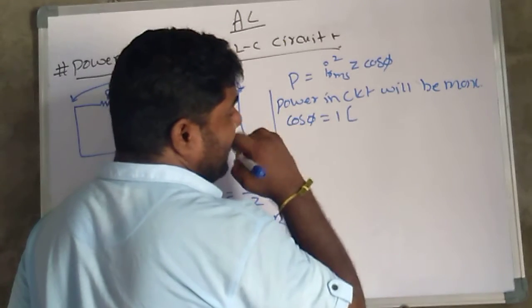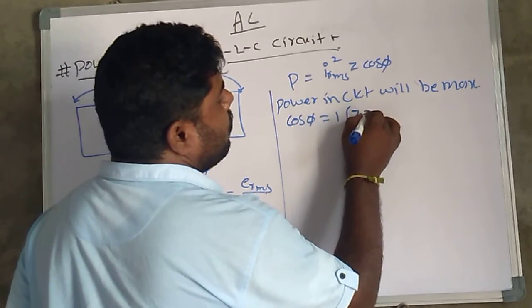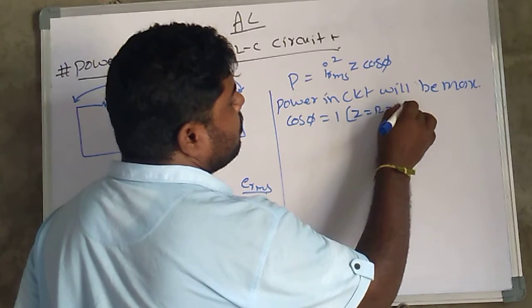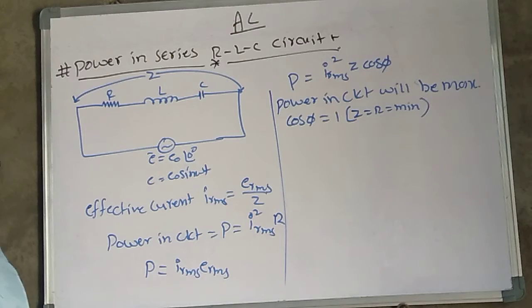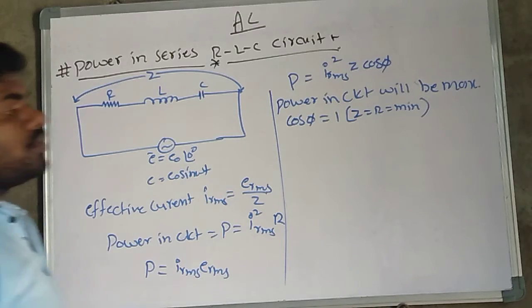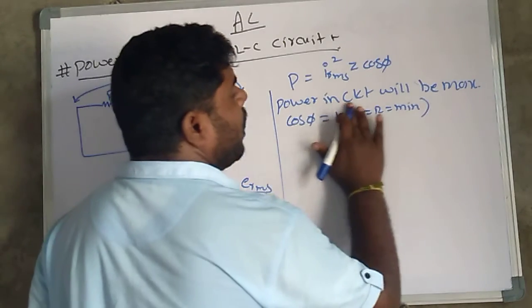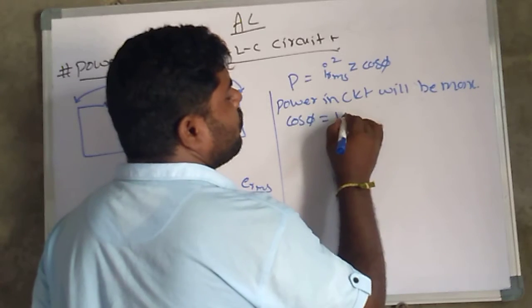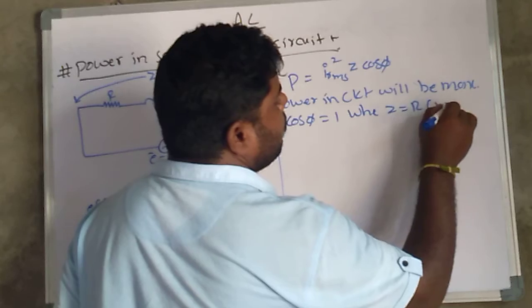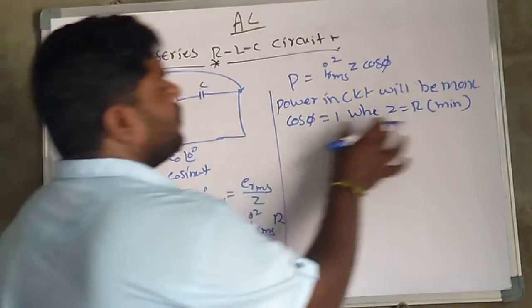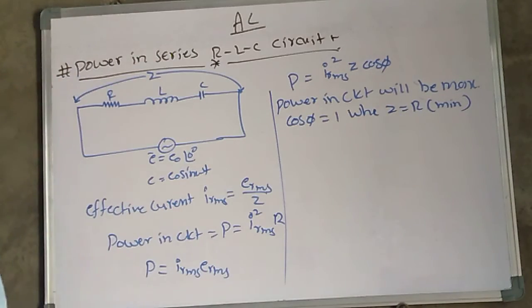It means that when Z is equal to R, this value is minimum. So when Z is equal to R, cos phi has its maximum value, and here the power will be maximum at resonance.